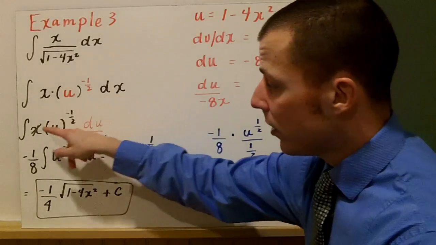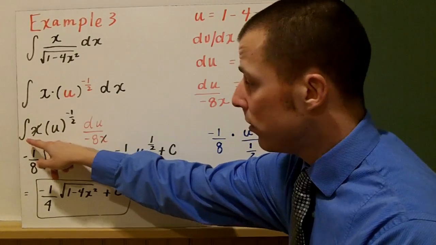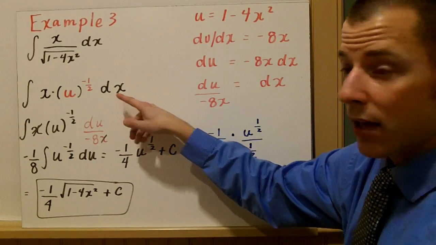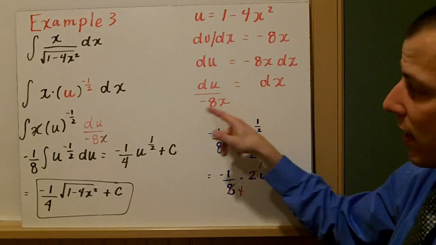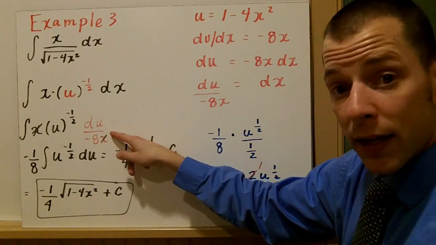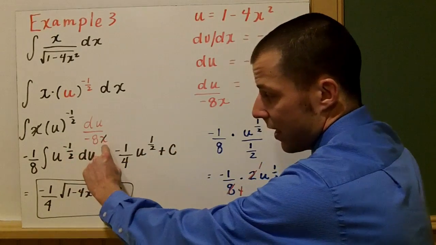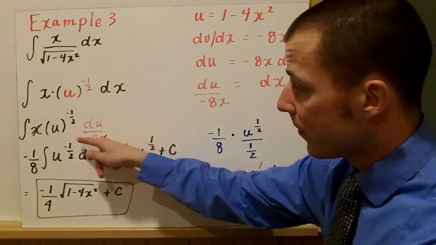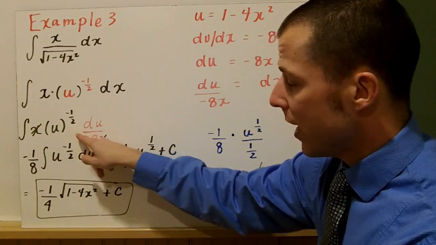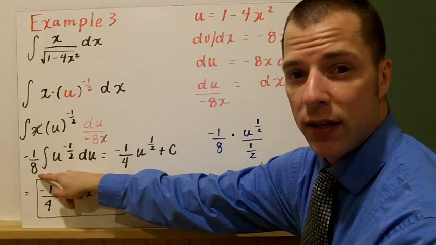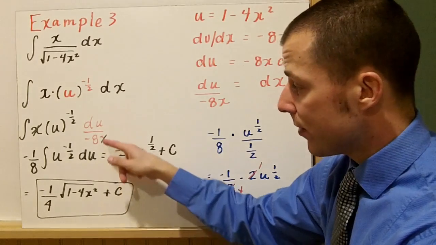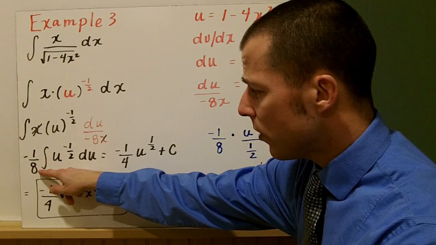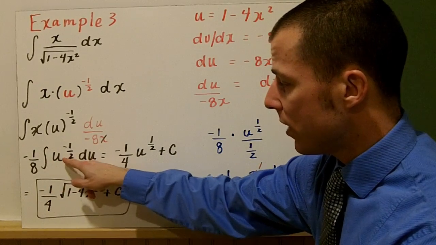In the next line here, we leave the integral x times u to the negative 1/2, but I've substituted dx now. Dx is du over negative 8x, and that's why I have that here. Now notice our x's cancel out. Okay, so I'm left with du over negative 8, and we're integrating u to the negative 1/2. So I bring that negative 1/8 out front. And now you're starting to see in all three examples how we're bringing some constant out front. So negative 1/8, and we're going to integrate u to the negative 1/2 du.